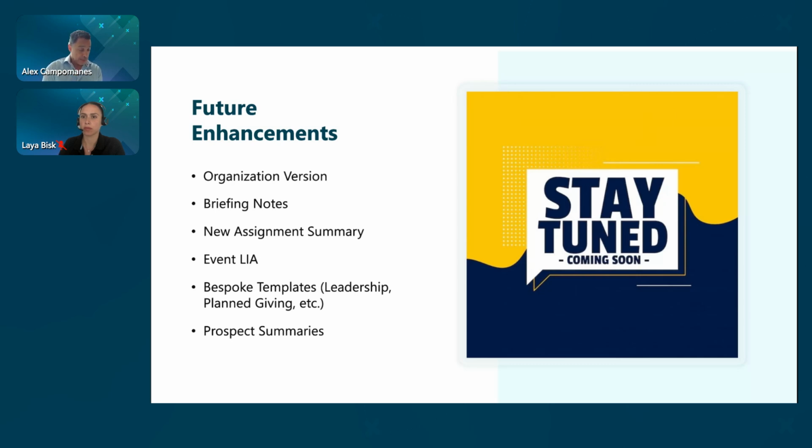We will then create more templates specific to business area, so for the leadership team or for planned giving, and then we may also create prospect summaries. So a prospect summary would be for just any constituent. What is the summarized information for that constituent that you can see all in one place instead of having to go all over the place to look for a clean summary for constituents?